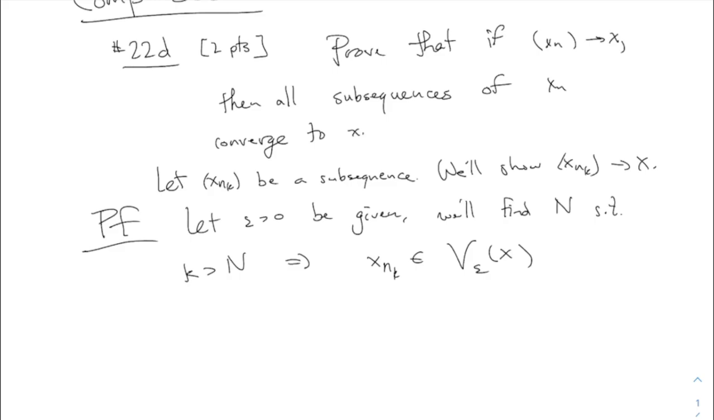Anyway, what this means is, our limit point is x, and we have some small neighborhood around x. This is x plus epsilon, this is x minus epsilon. And we have to show that eventually all the points from the subsequence lie in here, all right?